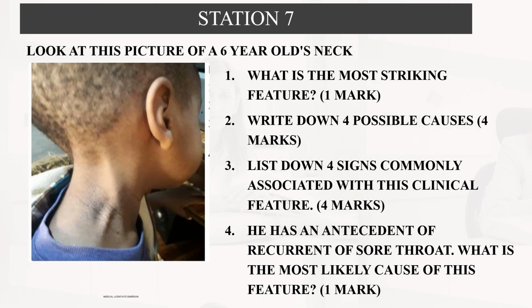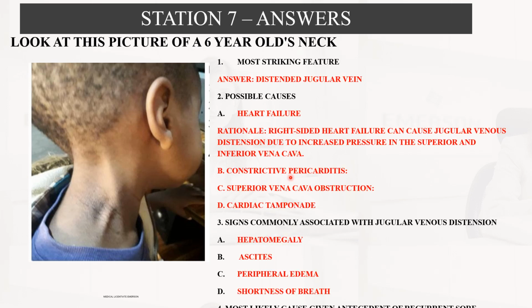So again, the most striking feature is very visible there. So what is our most striking feature? There is a distended jugular vein. Then possible causes, they want at least 4, and there are a lot. So number 1 is heart failure. Why heart failure? Because specifically right-sided heart failure can cause jugular venous distension due to increased pressure in the superior and inferior vena cava.